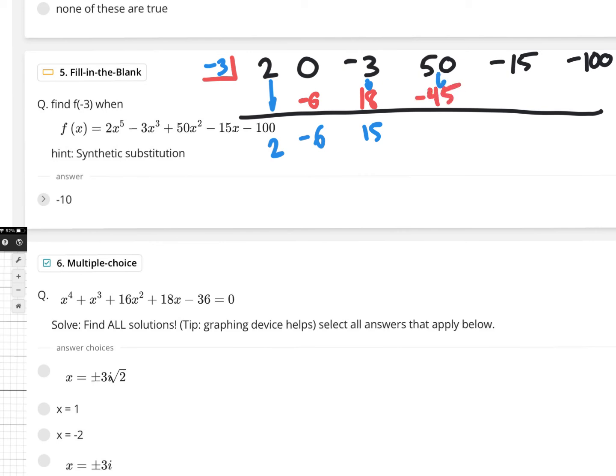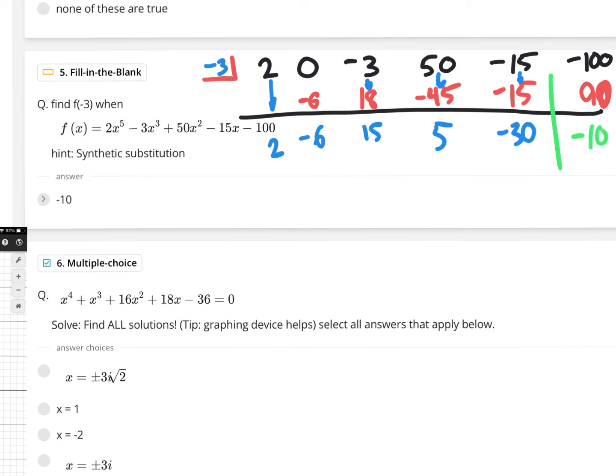As you go down, you combine. 50 minus 45, that is 5. As you go up, multiply. -3 times 5 is -15. As you go down, combine. The -15 and -15 is -30. As you go up, multiply. -3 times -30 is +90. As you go down, you combine. Why did I put 99? It's supposed to be 90, sorry. 90. -100 plus 90, that is -10.